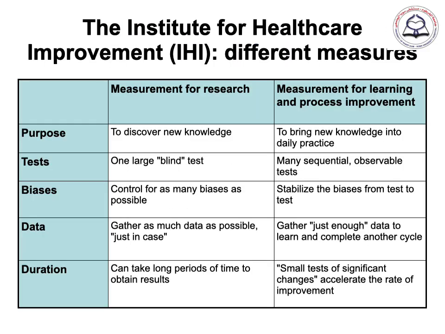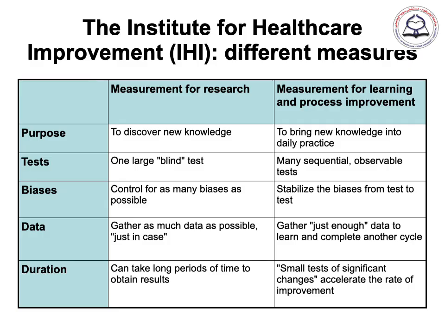In this table, we would like to highlight the differences between measurement for research and measurement for quality improvement. The purpose in research is to discover new knowledge, while in quality improvement, we want to see if we are implementing this knowledge. We need to know where we stand in regard to this knowledge. In research, we use one large blind test. The gold standard is the controlled randomized trial, while in quality improvement, we need sequential observable tests.